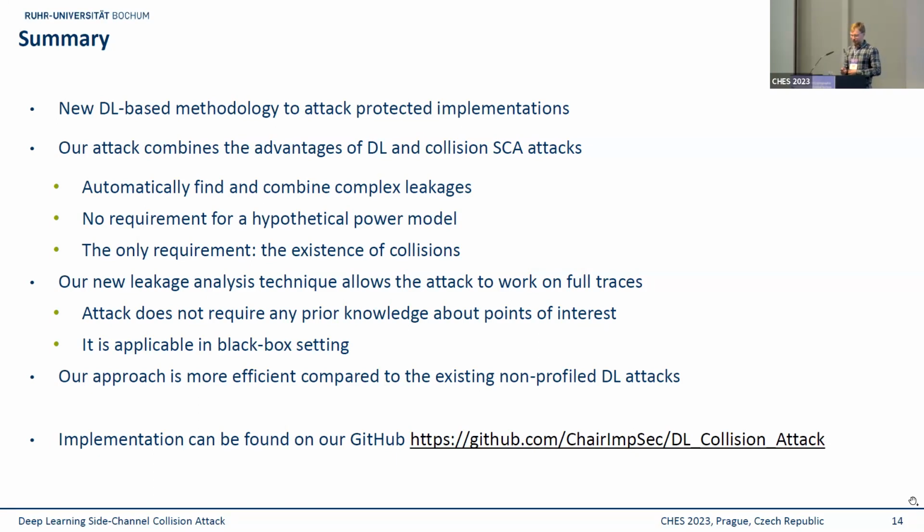Our leakage identification technique can find input-dependent samples without knowing any secret values, such that our attack is applicable on full traces in a black box setting. We have shown that our attack is more efficient compared to existing non-profiled deep learning attacks, making it promising against protected implementations. And if you want to try out the attack yourself, you can also find the code on our GitHub.